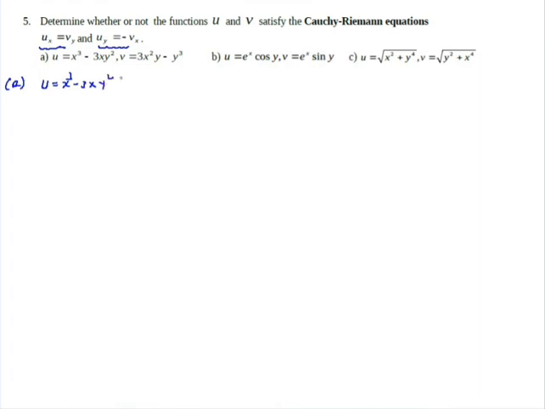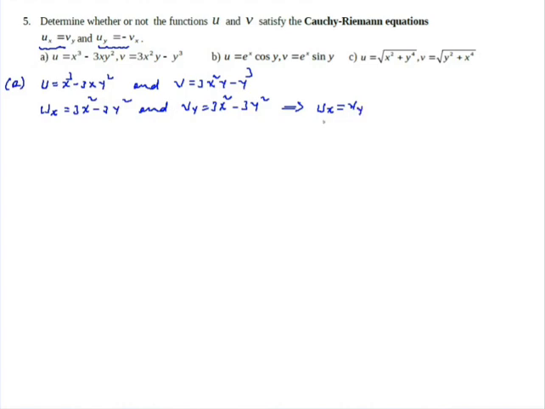So in a, u is x cubed minus 3xy squared, and v is 3x squared y minus y cubed. Okay, so ux, or the partial derivative of u with respect to x, becomes 3x squared minus 3y squared, and vy becomes 3x squared minus 3y squared. So it satisfies the first condition, ux and vy are the same.